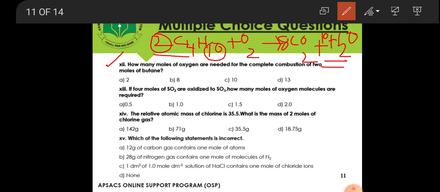So how many oxygens are there? 8 twos are 16 plus 10, 26. So 13 multiplied by 2, 26. So how many moles of oxygen are needed? 13 moles of oxygen are needed for the complete combustion of 2 moles of butane.